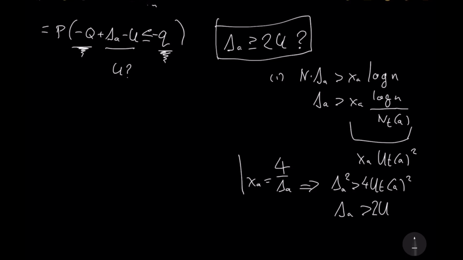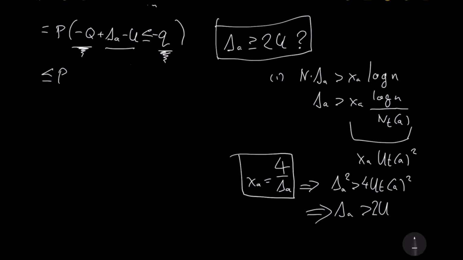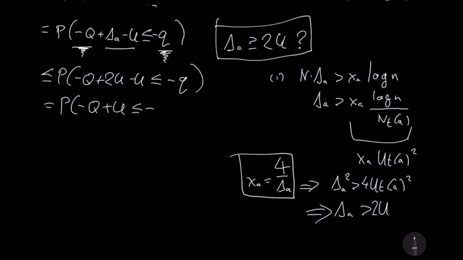So by picking x to be a certain value, 4 divided by the action gap for that action, we can make sure that in the time step under consideration, delta has this property. And that means that we can go back now to the equation up here, and we can say that this thing must be smaller or equal to the probability of this random variable minus q plus 2u minus u being smaller or equal to the expectation of that random variable. And then, of course, we can simply cancel the 2u and the minus u to just have a u.